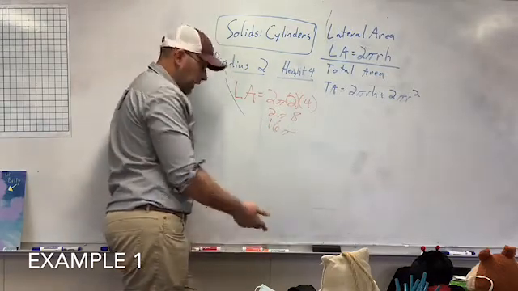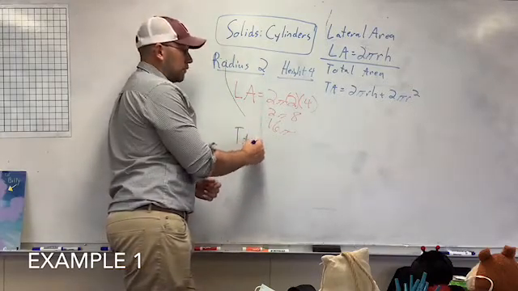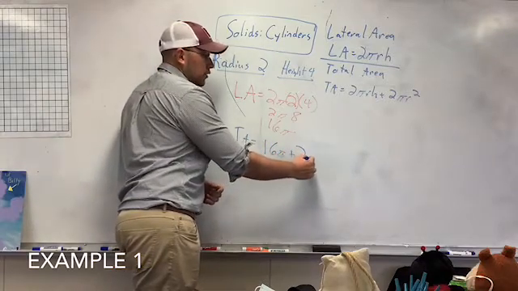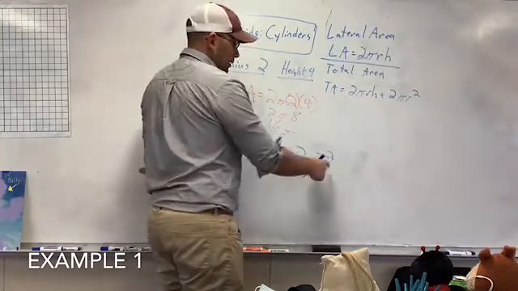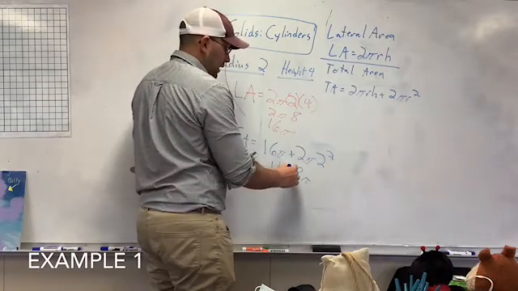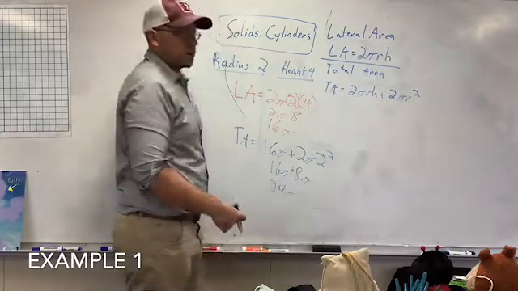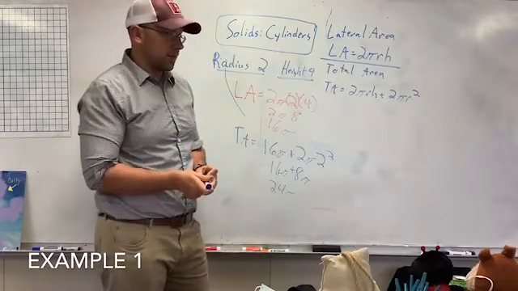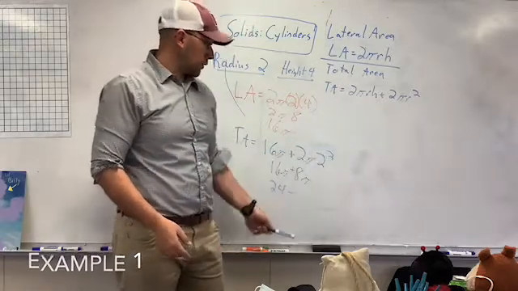Now we want to know the total area, but first we have to find the lateral area. So now we take what we just got, the 16 pi, and we add to it 2 pi r squared, but I'm just going to put my radius in. So that's 4 times 2, which is 8 pi, plus 16 pi equals 24 pi. And you can multiply that out to get the answer. But that is how you find your total area of the cylinder. Find your lateral area, then just add it together with the 2 pi r squared.